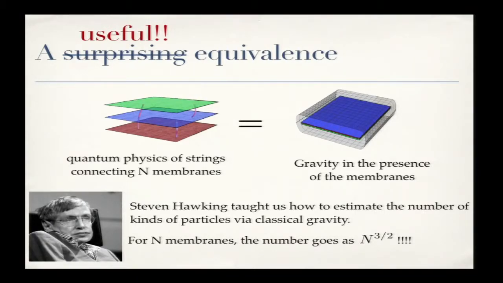And Stephen Hawking taught us how to think about gravity, how to compute things in gravity. In particular, he set out some rules that tell us how to calculate the number of kinds of particles through gravity. And if you use the rule set out by Hawking for a stack of n membranes, the number of kinds of particles goes like n to the 3/2 instead of n squared.